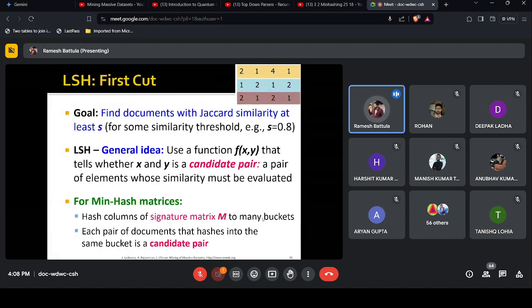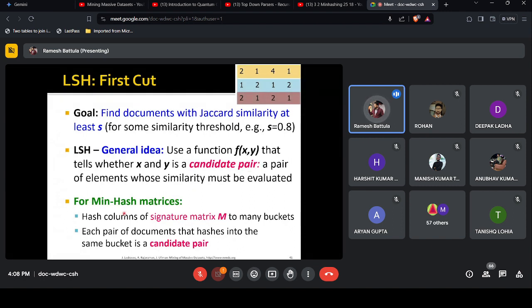The locality sensitive hashing general idea is, you need to observe over here. Use the function f of x, y that tells whether x and y is a candidate pair. How do you decide this candidate pair? The candidate pair is a pair of elements whose similarity must be evaluated. Understand? The main idea of LSH is to find the candidate pair.